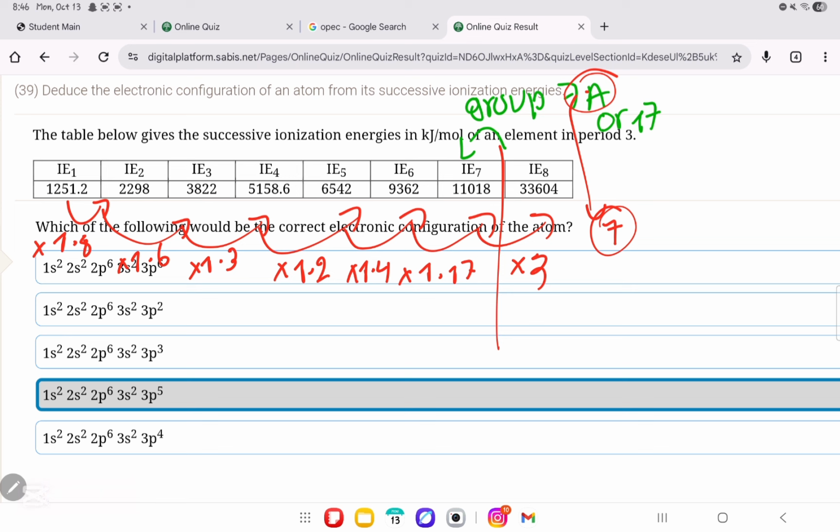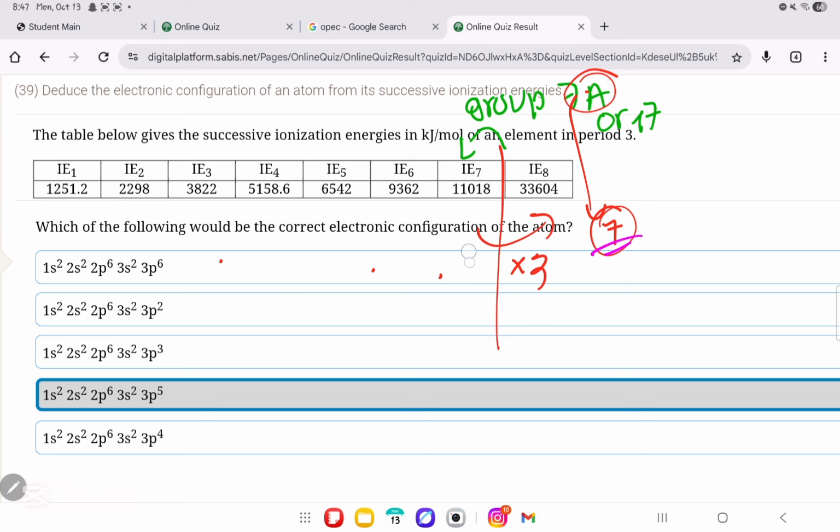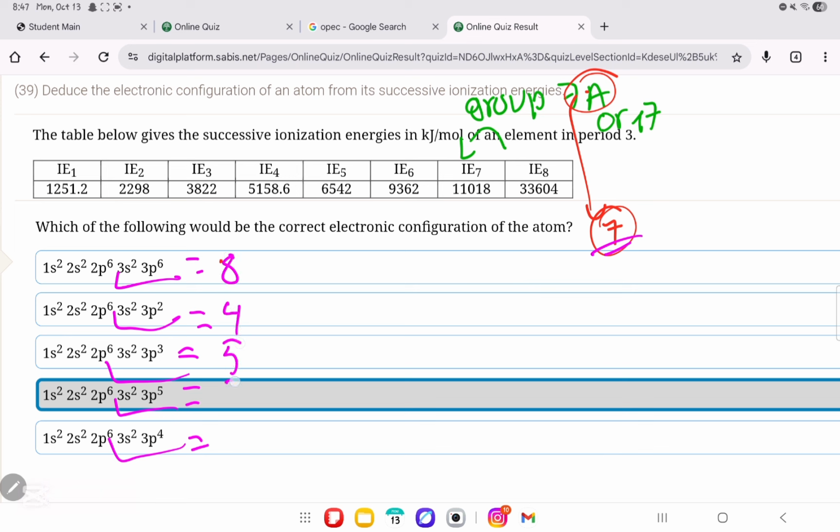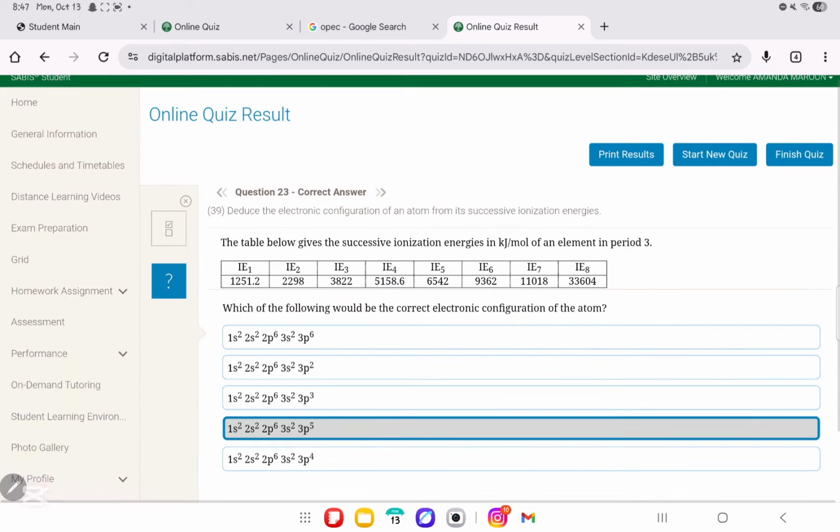So what do we need to do in this scenario? We will need to find the one that will end with 7 valence electrons. So we'll need to look at all of the valence shells. For example, let's take all of the valence shells, this, and this, and we add them. We add the electrons all together to see if they will give us 7. So this is 8, this is 4, this is 5, this is 7, and this is 6. So for sure, this one is going to be our answer.